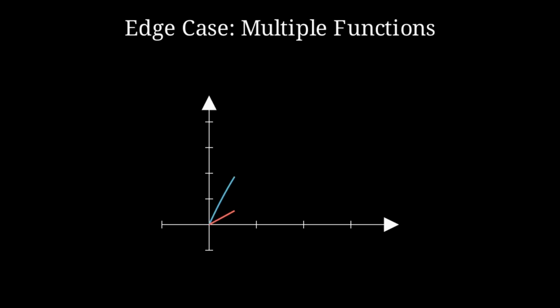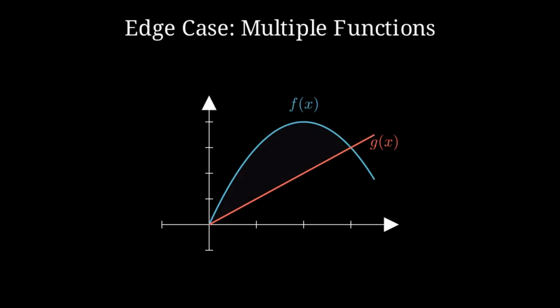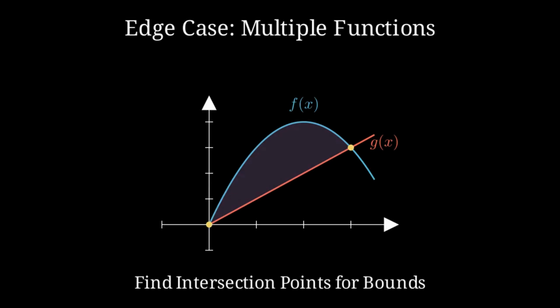If your region is bounded by two curves, you must find where they intersect to determine your limits of integration. Set the two functions of y equal to each other and solve for y. These intersection points will serve as your c and d values in the integral formula.